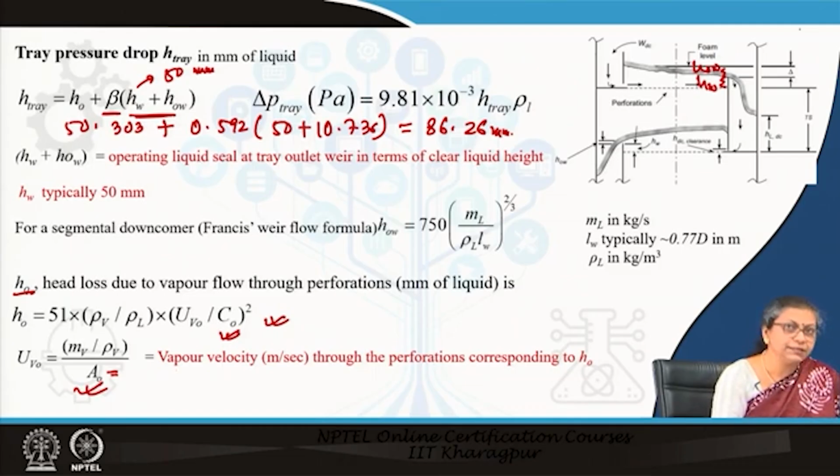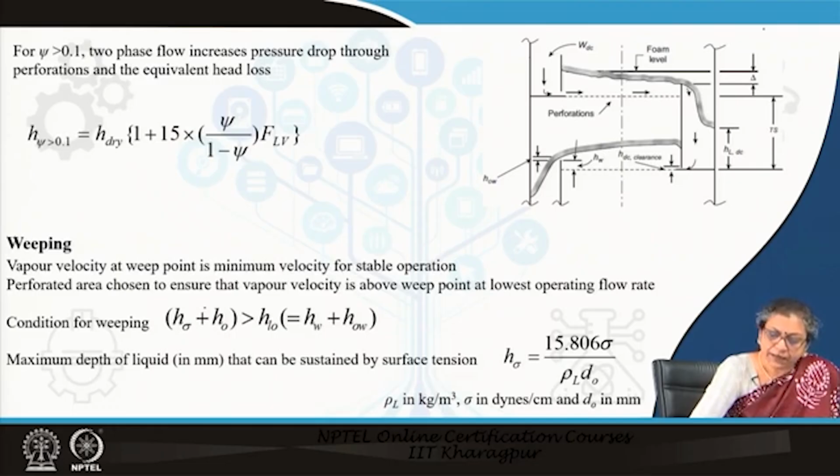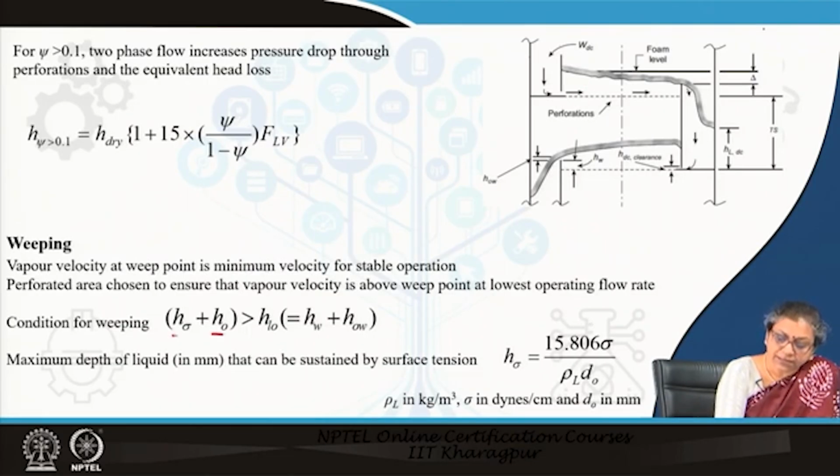Well, after this, what is the next thing that we are going to do? Once this is done, the next thing that we will be doing is that we need to check for weeping. Now, you tell me under what conditions you will be getting weeping. Naturally, you will be getting weeping when you find that the vapor velocity is much less as compared to the liquid velocity, or in other words, the head loss due to vapor plus the force due to the liquid surface tension has to be greater than this particular situation. Only when this is satisfied does weeping not occur.